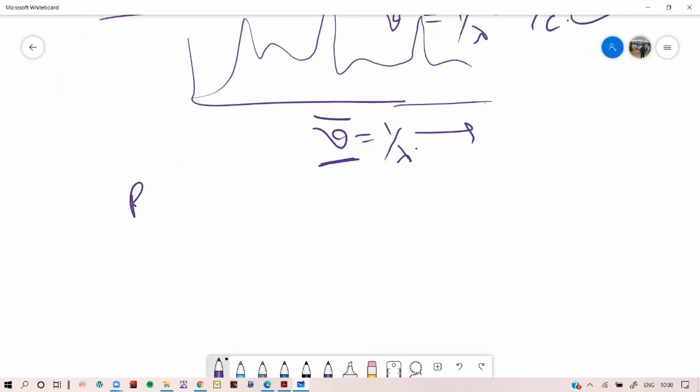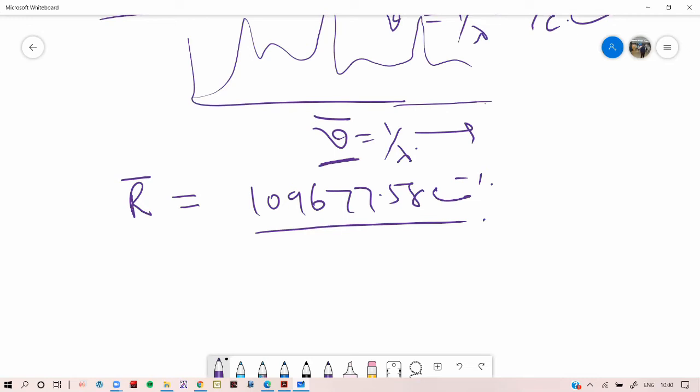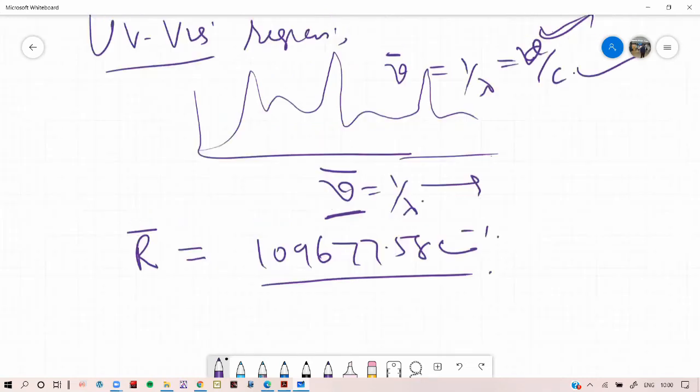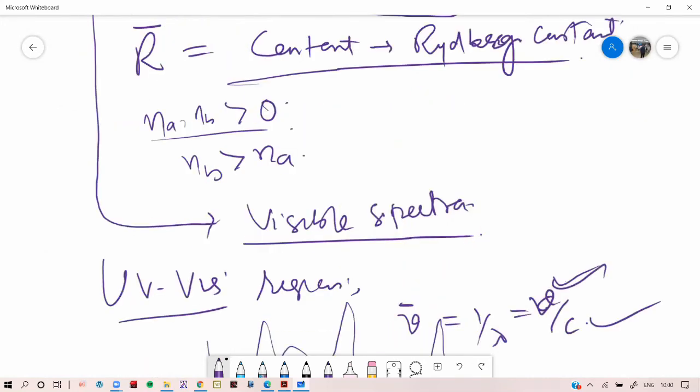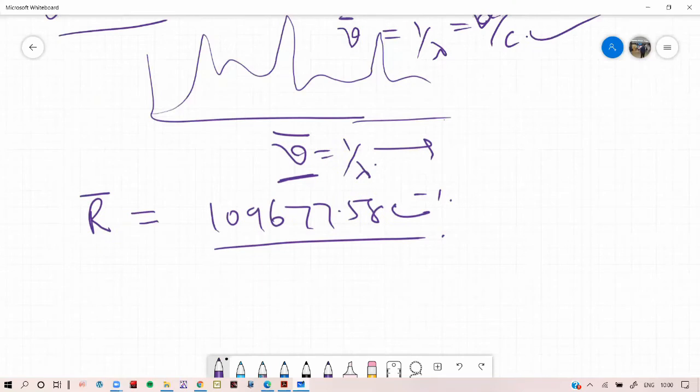And experimentally, the Rydberg constant was 109,677.58 centimeter inverse. So it has a unit of wave number. Okay. So this nu AB here they have converted; if you write it as AB, it is nu bar. They have represented the spectra as nu bar, the reciprocal of the wavelength, or the wave number.